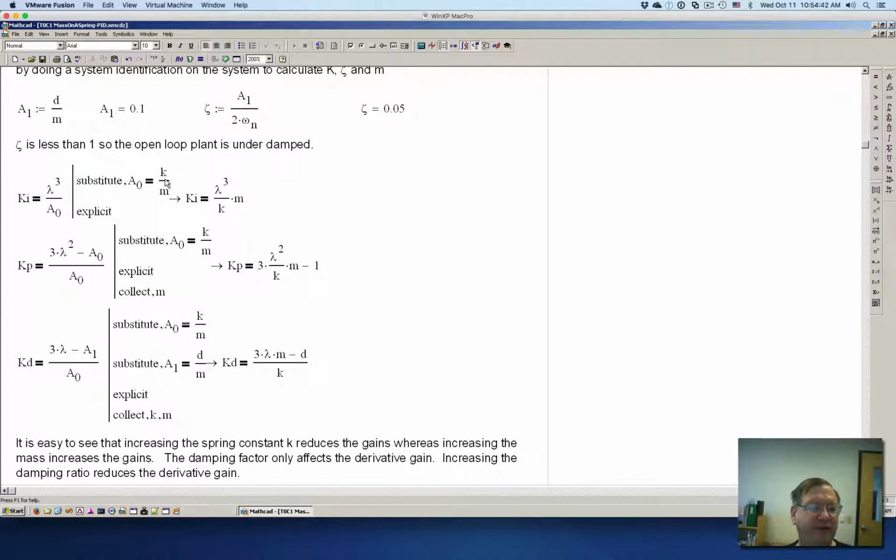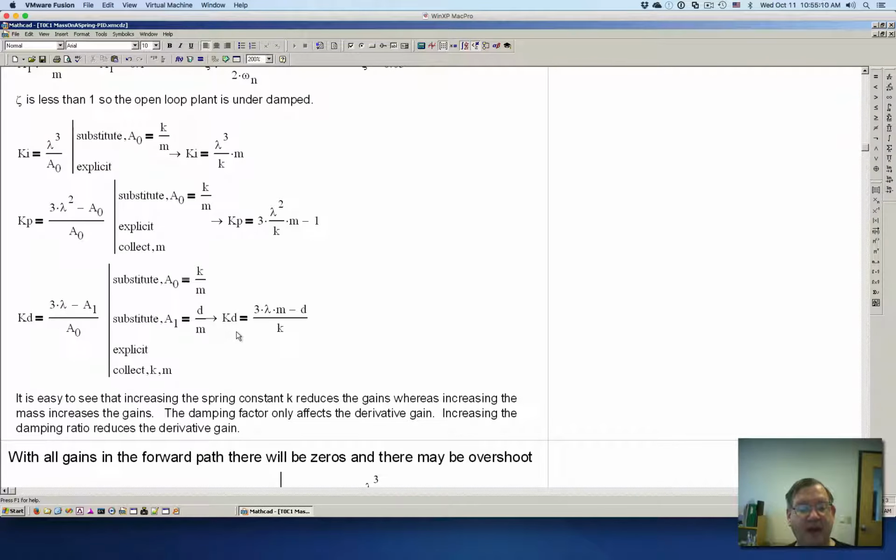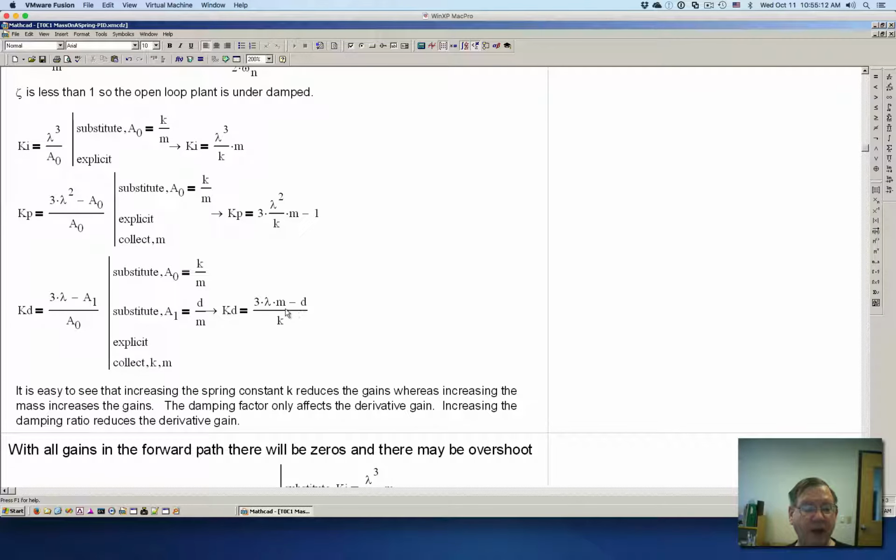And if I do the substitutions for A0 and for A1, you can see that Ki is lambda cubed over K times M. So in general, you can see that in all three of these, increasing the mass means that the gains are going to increase. By increasing the gain, or the spring constant, you can see that all these gains are going to decrease. And notice also that the derivative gain is only used on A1.